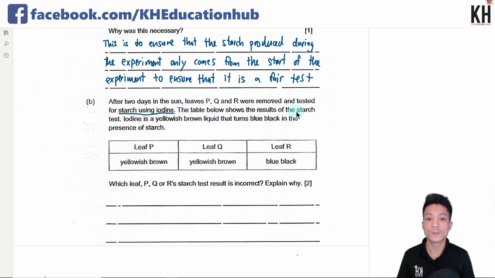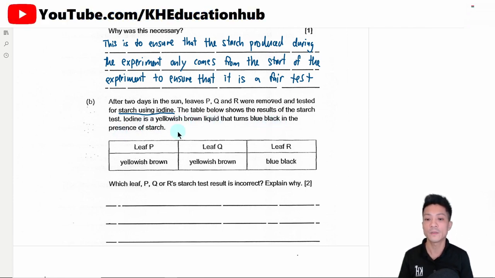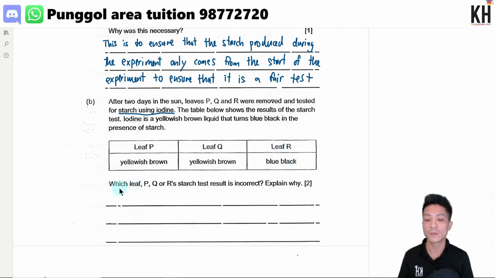Okay, the table below shows the results of the starch test. Iodine is a yellowish-brown liquid that turns blue-black in the presence of starch. Leaf P remained yellowish-brown, leaf Q remained yellowish-brown, and R turned blue-black. Which leaf's starch test result is incorrect? Explain why.